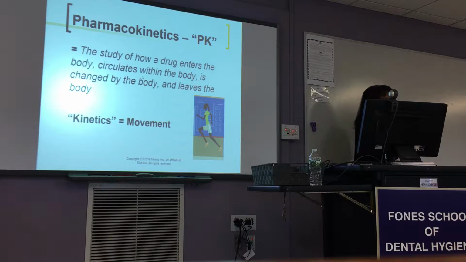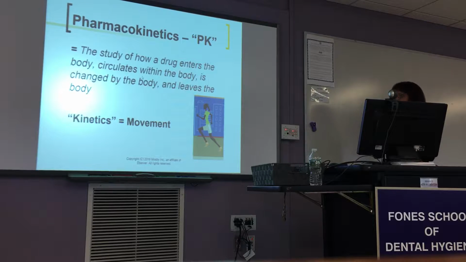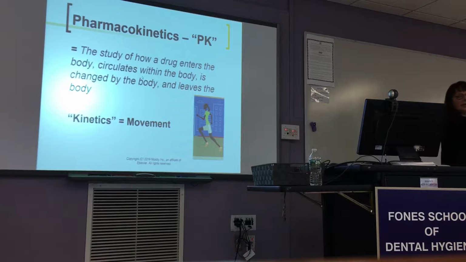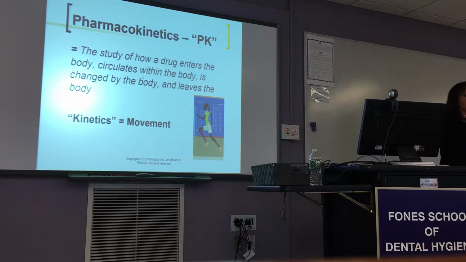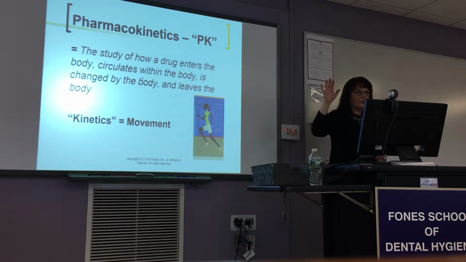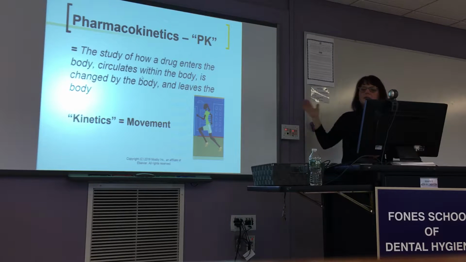So the pharmacokinetics, or the PK, as it's sometimes abbreviated, I don't think your book says that, but I see that a lot, is the study of the movement of drugs through the body. How does the drug enter the body, circulate within the body, get changed by the body, and then the body packages it up and it leaves the body? Because we want it to get in, have its effect, change it up a little bit, and get it out. Kinetics are movement. So how does the drug move into the body, through the body, and out of the body?